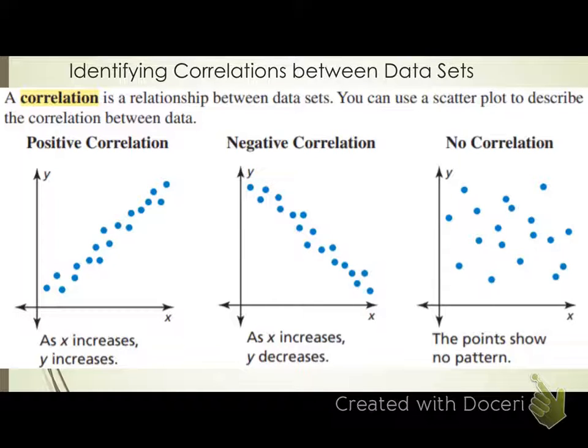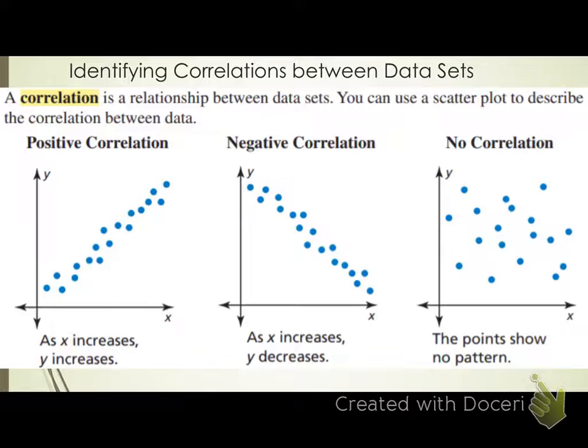No correlation. The points don't show any pattern. Points are just kind of literally all over the graph. So you can't really tell any kind of correlation that's going on between the 2 sets of data. They're all spread out, so that'd be no correlation. Are we okay understanding positive, negative, and no correlation?